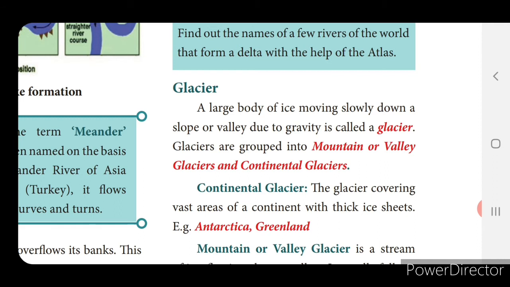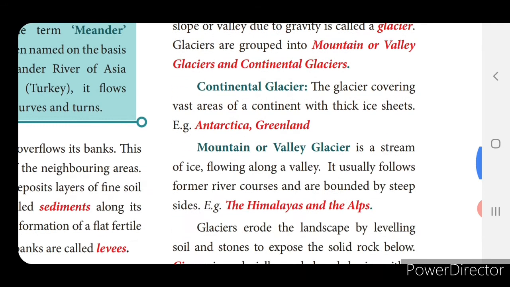Glaciers are grouped into two: mountain or valley glaciers, and continental glaciers. So what is meant by a continental glacier? A continental glacier is nothing but a glacier covering vast areas of a continent with thick ice sheets.